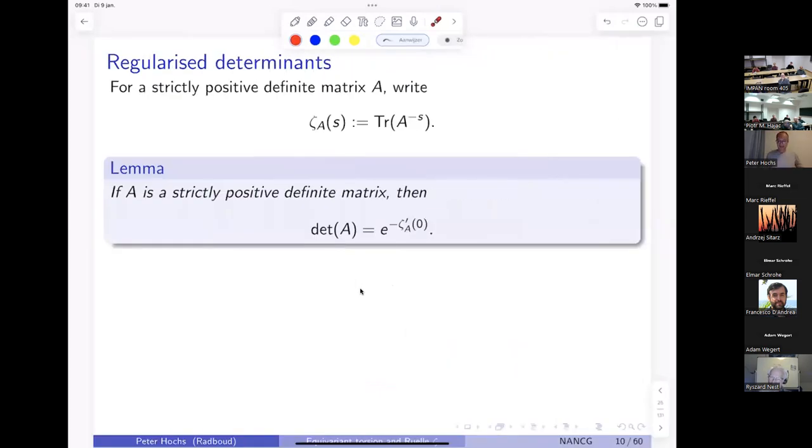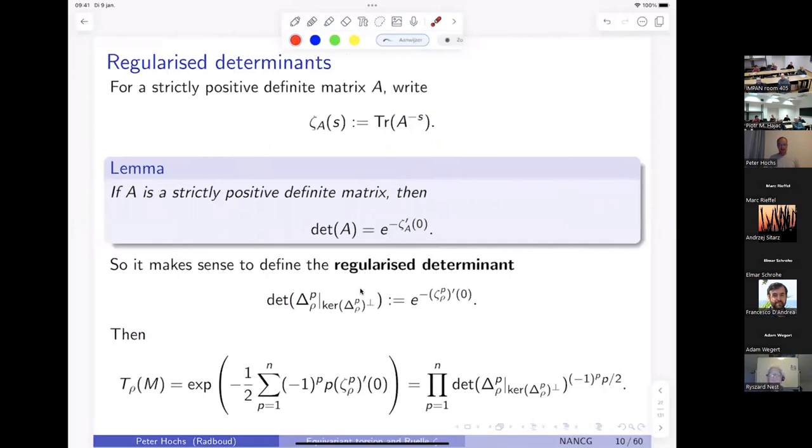Okay, this slide is just a reinterpretation of analytic torsion, which will link back to an important theorem about analytic torsion. This is just some interpretation, just some linear algebra and calculus. If we have infinite dimensions, if we have a positive definite matrix A, we can define this zeta function. And then it's a nice exercise in first year calculus and first year linear algebra that the determinant of the matrix is this.